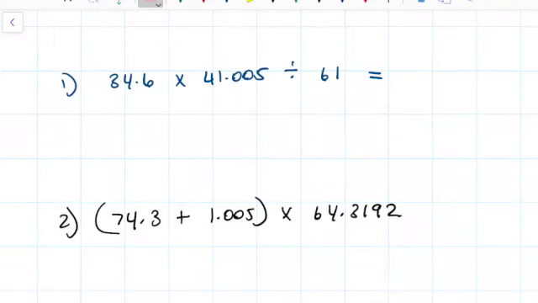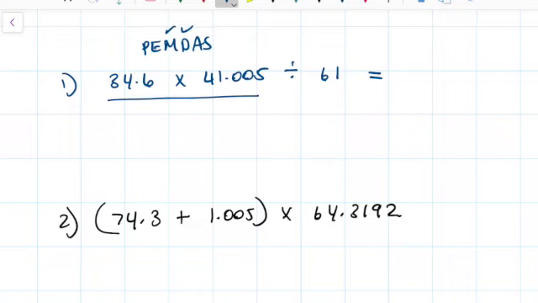So now we have a multiplication and division problem. Actually, both are in there. And if you remember your math, you learned PEMDAS. That means you're supposed to multiply before you divide. So we're going to do this first, and then we're going to divide. This is multiplication and division.